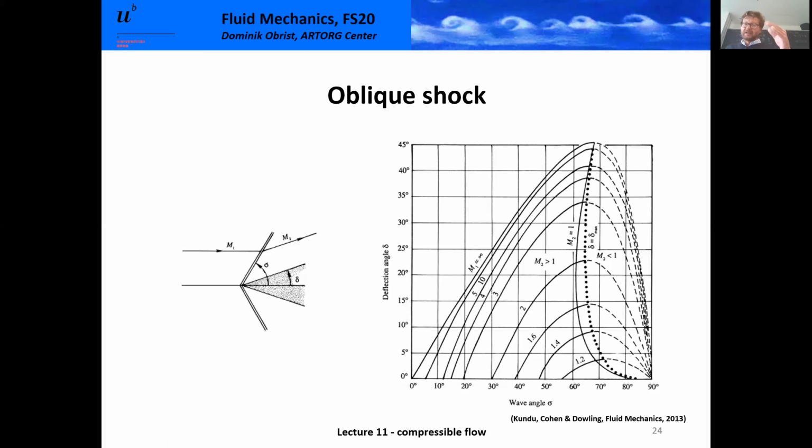Now let's assume this object is slowing down, and we're coming to a Mach number of only 2, and we have a reflection angle of 30. And you see that this line here, the curve for Mach number 2, never crosses at 30 degrees. So there is no oblique shock for a Mach number of 2.